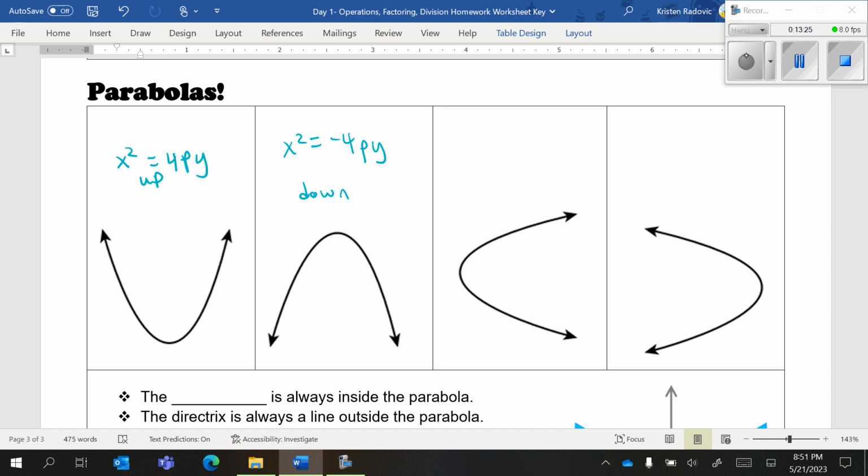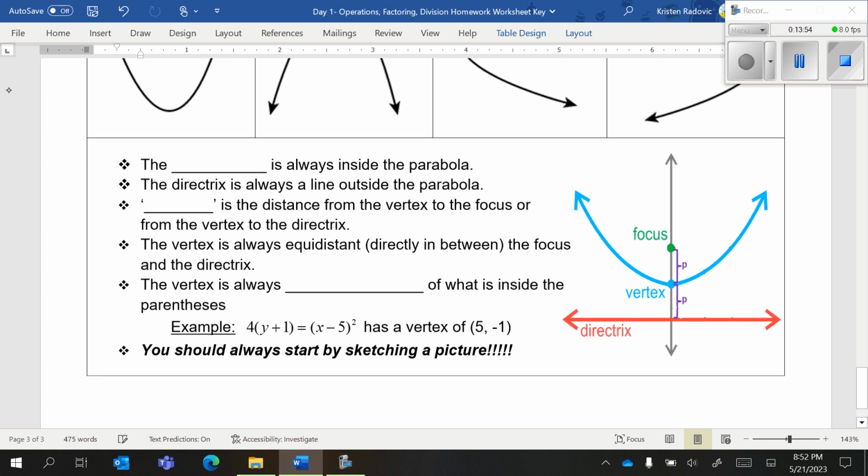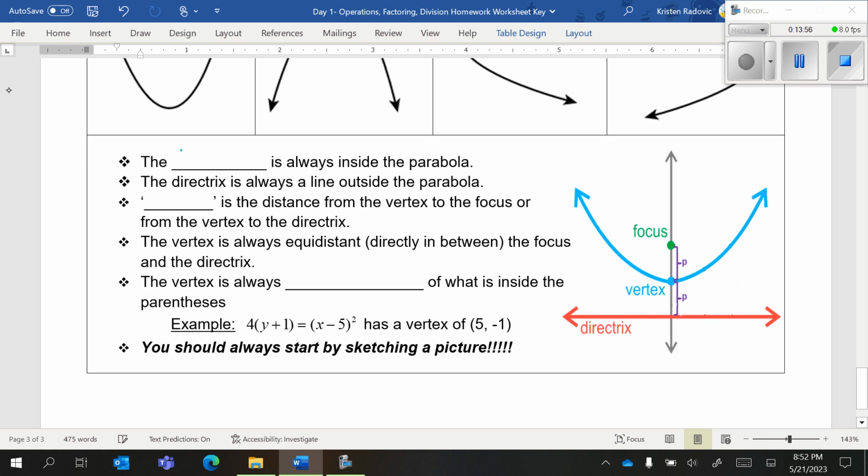If you're going to the right, you're going to be y squared equals 4px. And if you're going to the left, you're going to have y squared equals negative 4px. Now, tomorrow, I'm going to give you one of these, and you need to tell me which way the parabola is opening.